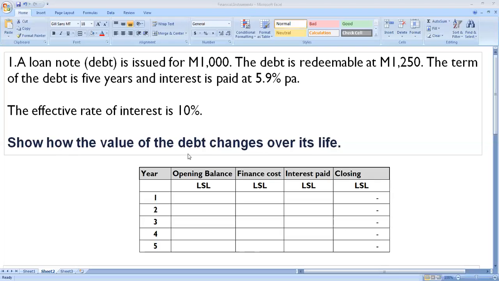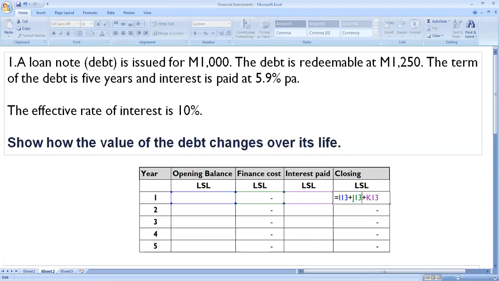With financial liabilities, as we remember, initially we measure them at fair value, then subsequently we hold them at amortized cost. So now we already have the amortized cost schedule. Let's just punch in the formulas here, because finance cost is going to be 10% of the opening balance. Then the closing balance. So we're starting with 1,000 Maluti.